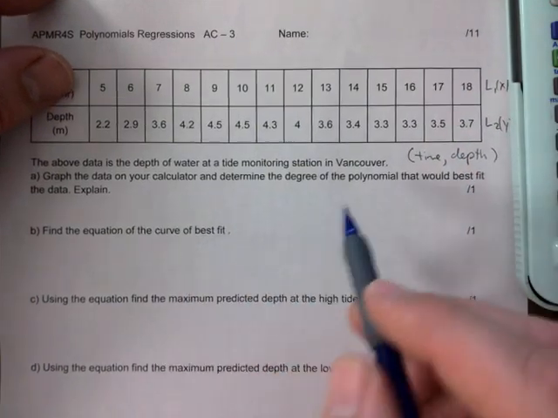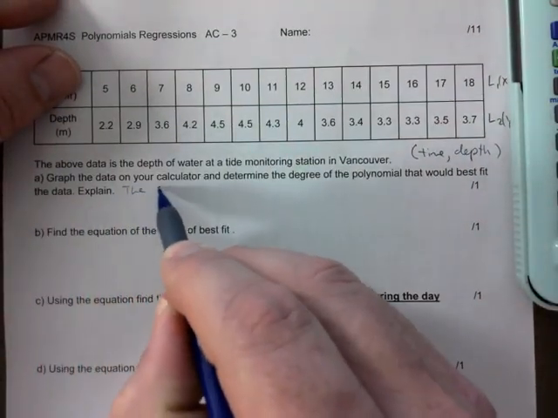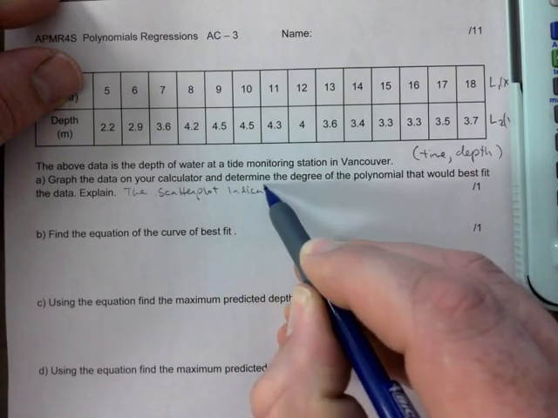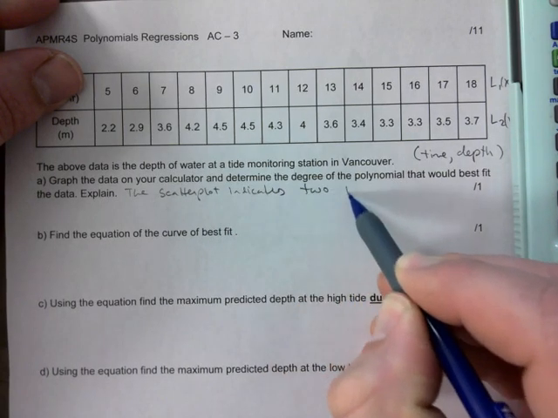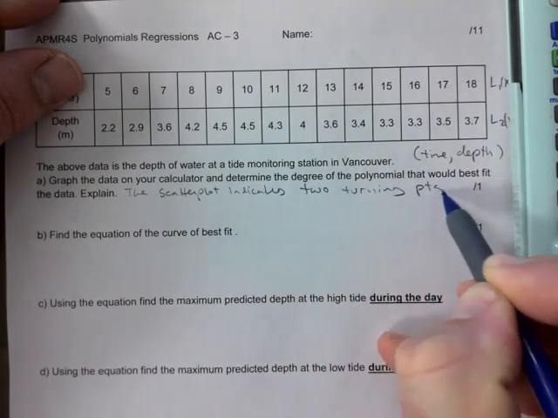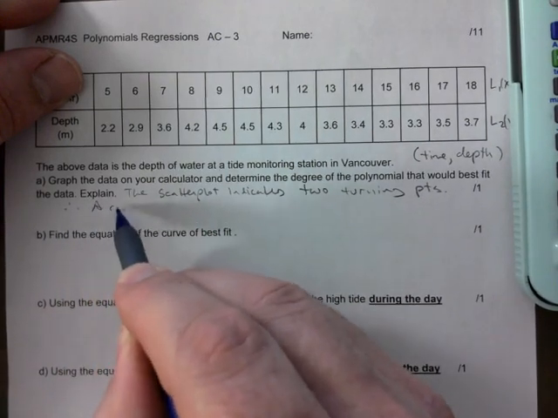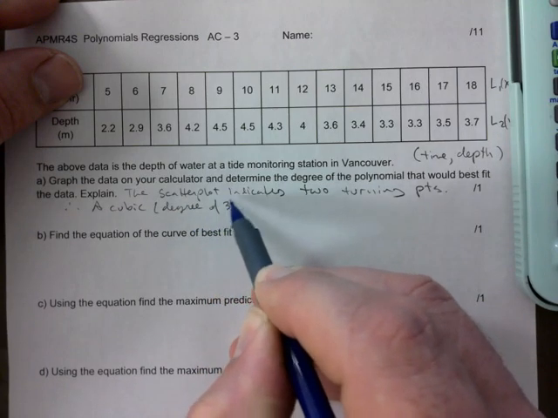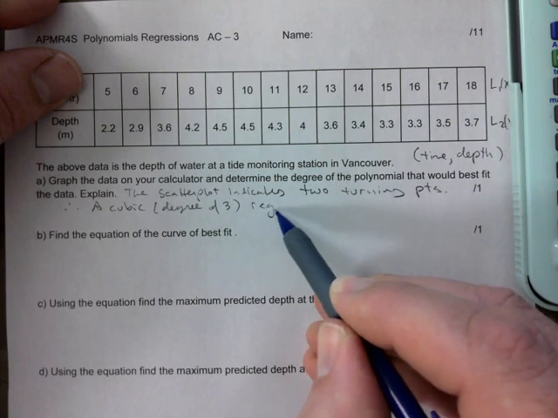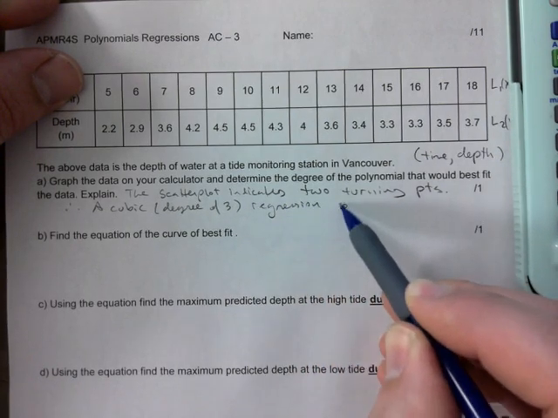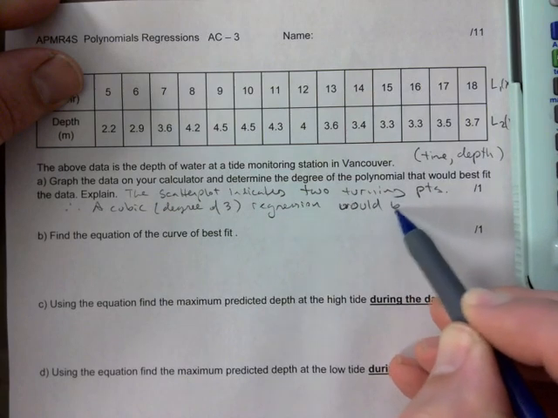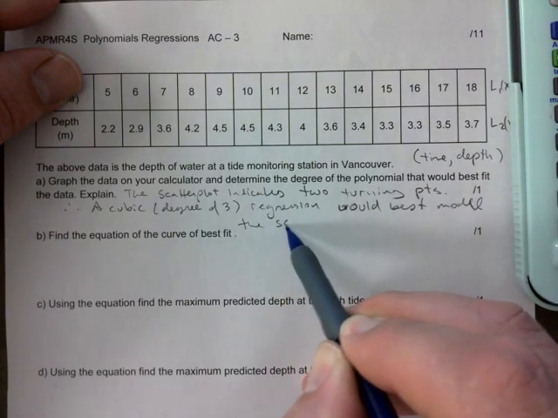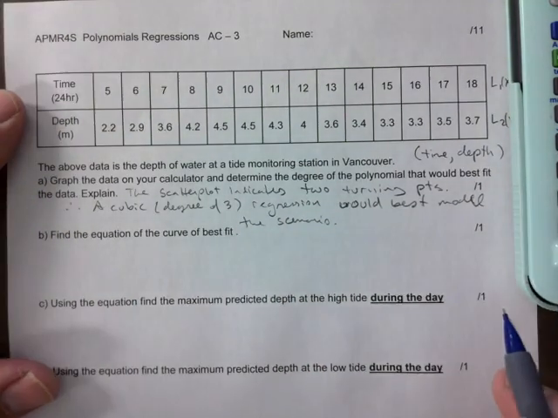So I would say the scatter plot indicates 2 turning points. Therefore, a cubic degree, because that's what it's asking, degree of 3, cubic regression would best model the scenario. Okay, there you go. So 1 mark for that.